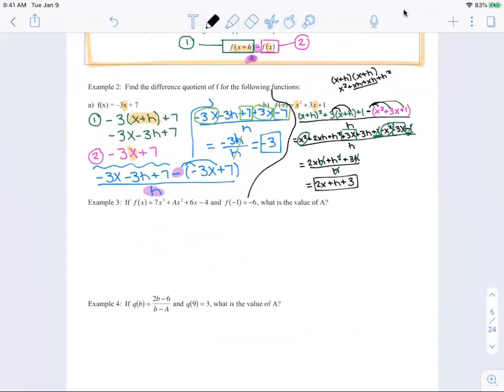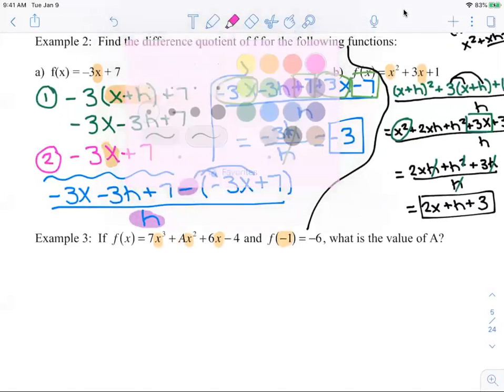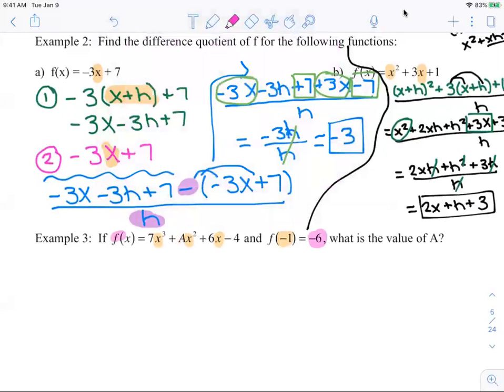All right, the next two examples give us an equation, except this function has an a in it, and they want us to find out what is the value of a. So you have to use this information, the f of -1 equals -6, and plug that in. We're going to plug -1 in wherever there's an x, and the -6 is the output for this entire thing.